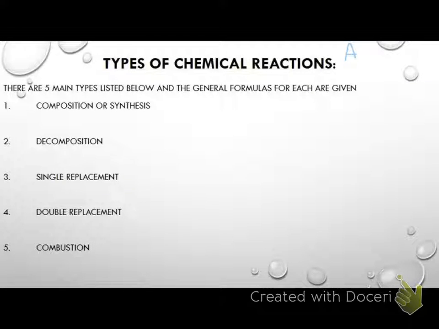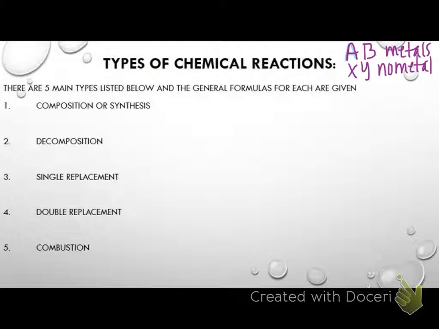All right, in this lesson we're going to talk about an overview of the types of chemical reactions, and we are also going to talk about the first two, which are composition and decomposition. So before we start the overview, let's define our codes up here. A and B we'll use to represent metals, and X and Y we're going to use to represent nonmetals.